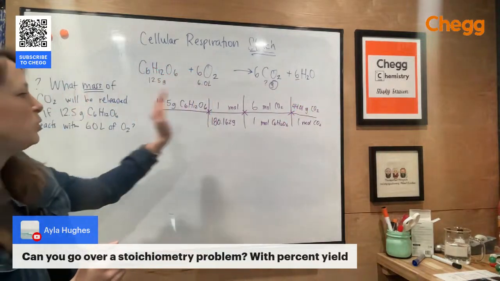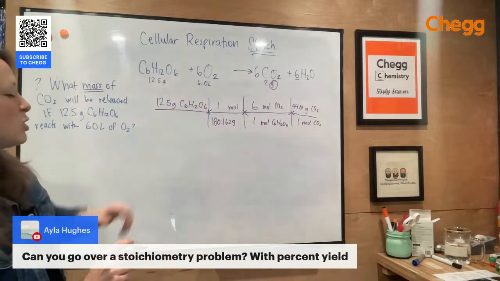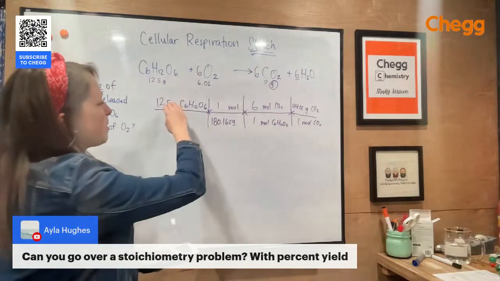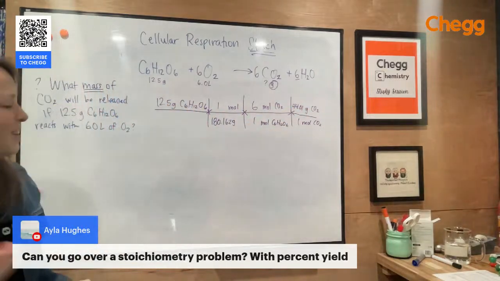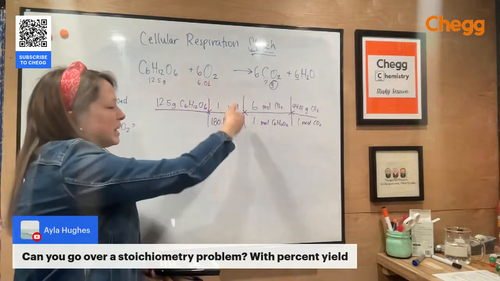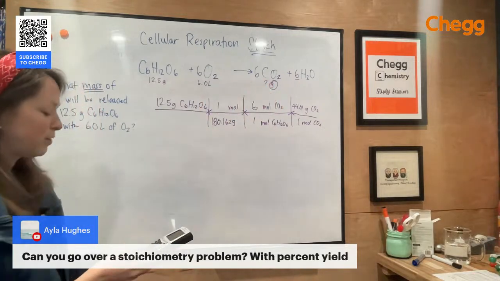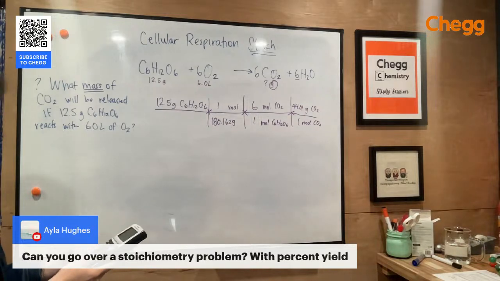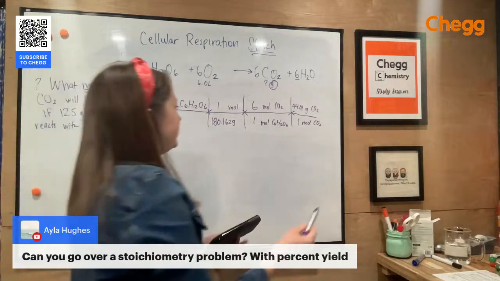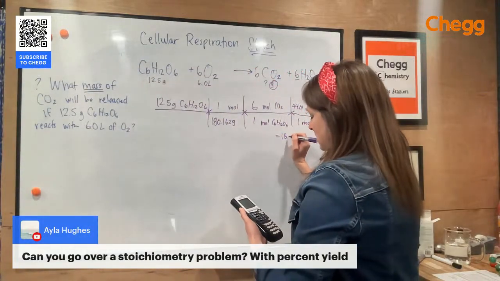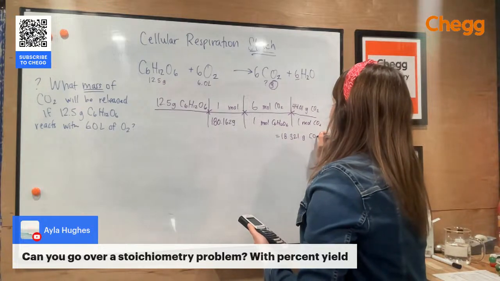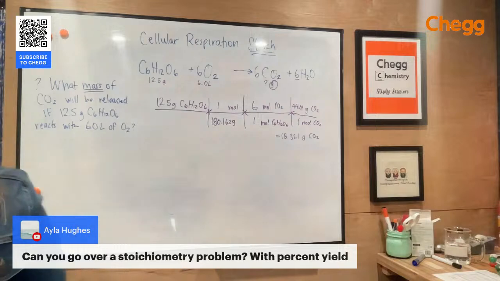All right, so I have set this up to predict how much CO2 I'm going to make based on my 12.5 grams of glucose. You have a couple options. You can multiply by everything in the numerator and divide by everything in the denominator, or you can take it step by step. Every time you see a vertical line, that's another step. So 12.5 divided by 180.162 times 6 times 44.01. Try it out and see what you get. All right, so I got 18.321 grams of CO2.